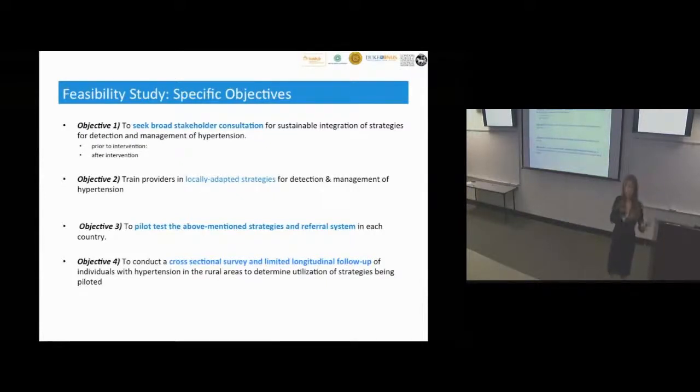So how is the community health worker going to be referring to the physician, and what's going to be the referral loop, and the checklist that they're going to maintain, and the tracking system? And so we had to develop the tracking system. Is that going to be uniform, and how is that going to be tweaked in the 3 countries, and is there going to be a difference? So all of those things we had to come up with. And then finally, pilot test that. And then the 4th one is to implement it, and then to conduct a cross-sectional survey with a limited longitudinal follow-up to determine the utilization of strategies once we piloted this.